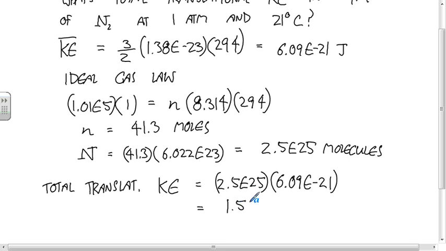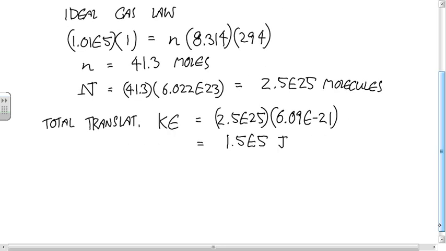Okay. And again, that's in joules. So we don't know what the total energy is in this cubic meter box, but we know it's more than this, because this doesn't consider the rotational kinetic energy.